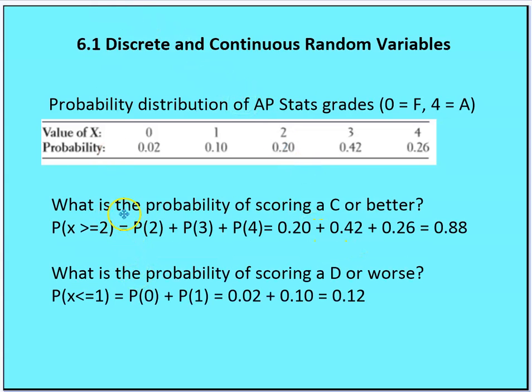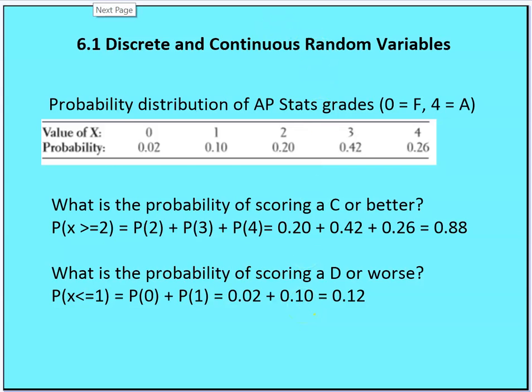So for C or better, we'd say probability of X. In this case, we define the value of X. So the probability of X is greater than or equal to 2, C or better, would be probability of 2 plus probability of 3 plus probability of 4. That's 0.2 plus 0.42 plus 0.26. That's equal to 0.88. And what's the probability of scoring a D or worse? So I have probability of 0 plus probability of 1, which is the probability of X less than or equal to 1, as you would write this mathematically. That's 0.02 plus 0.10, that equals 0.12.